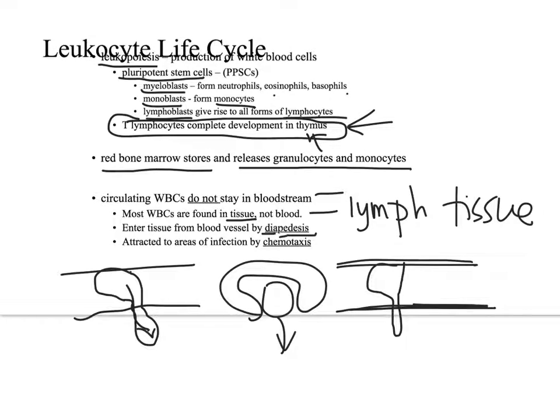Now they're going to be attracted to areas where the microorganisms are, where the other white blood cells are fighting infection, or areas where histamine is. They're attracted by chemicals, and that movement or attraction to those areas is called chemotaxis.